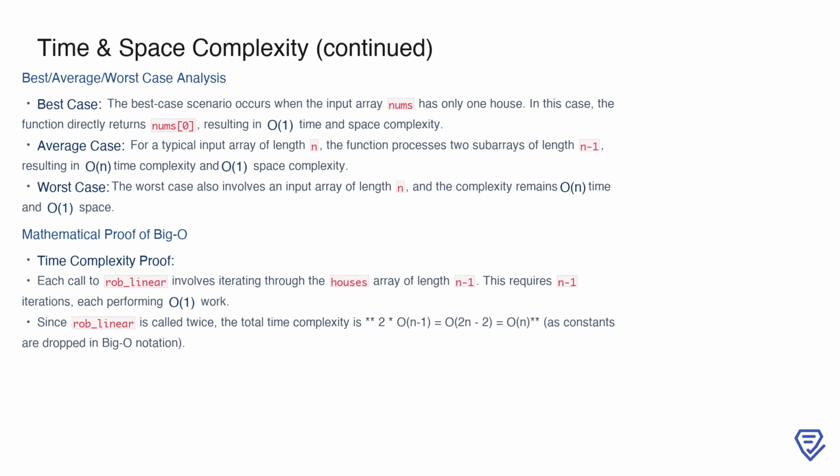Now, examining the mathematical proof for time complexity, each call to rob_linear involves iterating through an array of length n-1, performing constant work for each iteration.